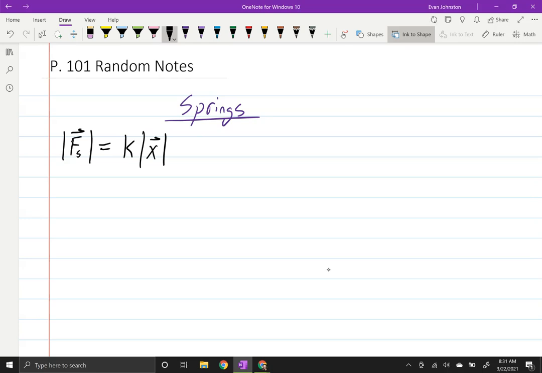And so we see here there's an absolute value bar on the x, because if it's compressed, maybe that's a negative distance. If it's stretched, maybe that's a positive distance. It doesn't matter. We're just going to take the absolute value and make it a positive, right? So k is just the spring constant. That's really just a measure of its strength. That's really all it is.